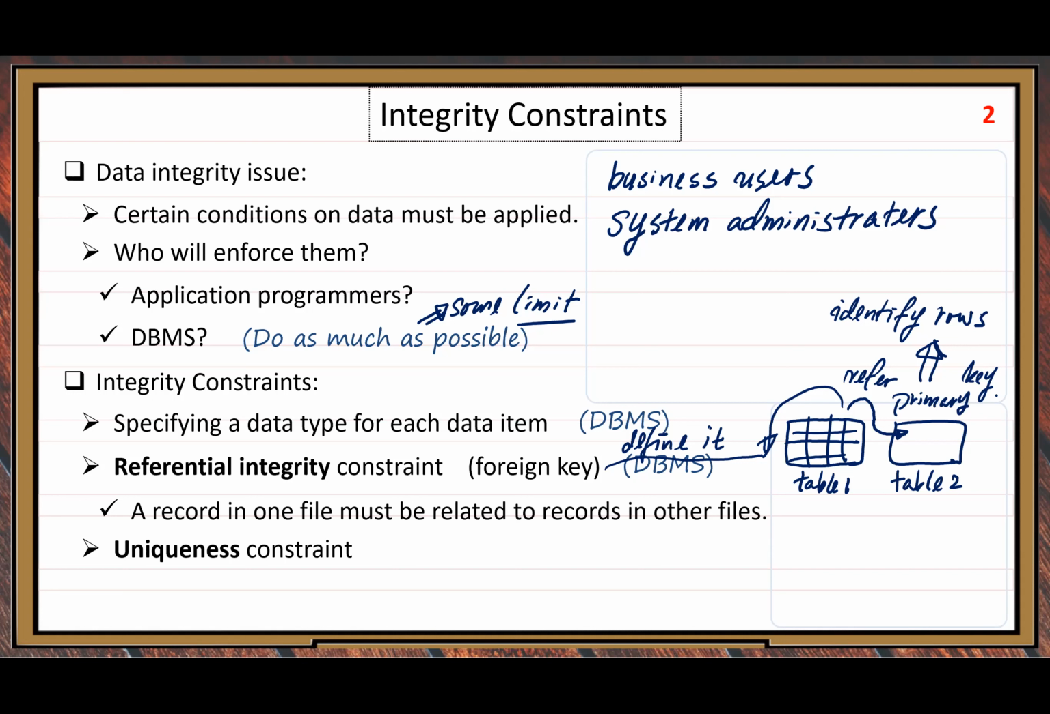Another constraint called a uniqueness constraint. So what's that? Let me explain this uniqueness constraint. In a table, we have many columns, right? Here, let's look at one column.